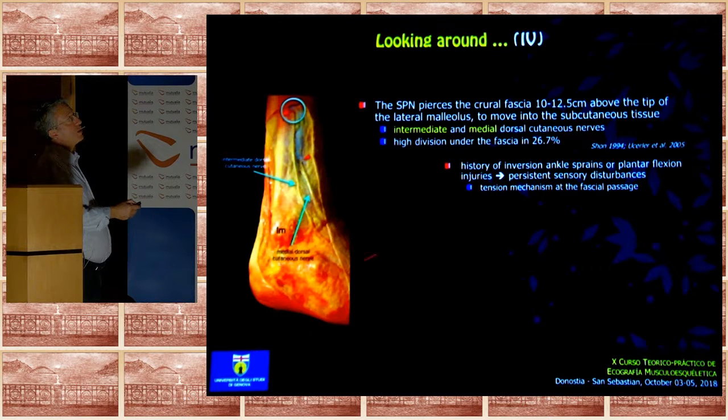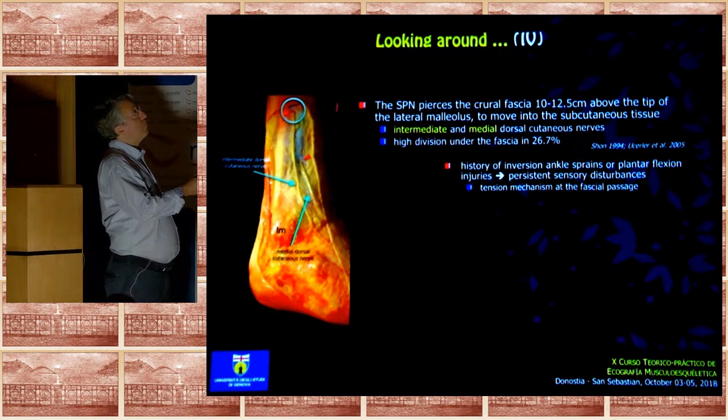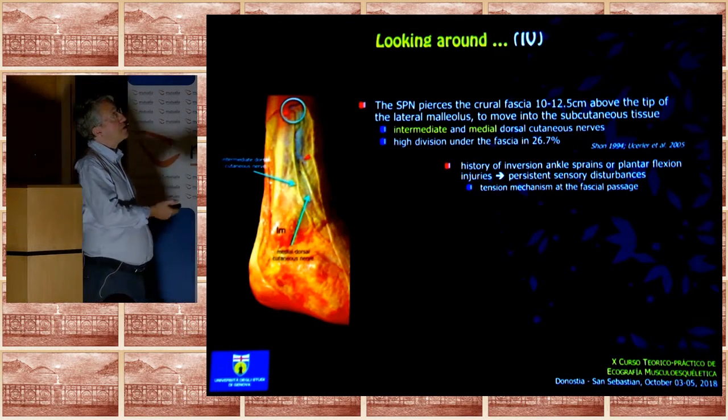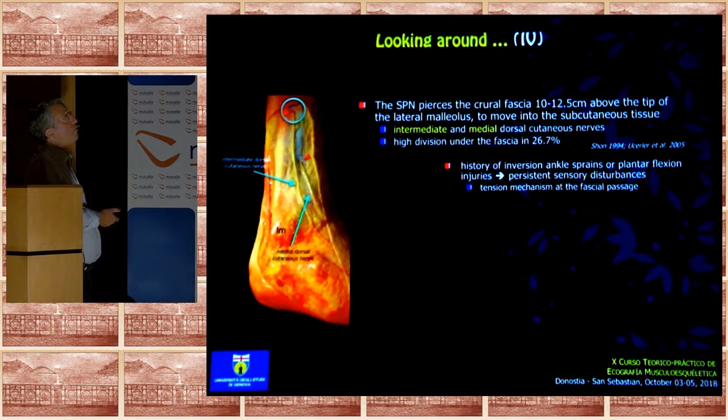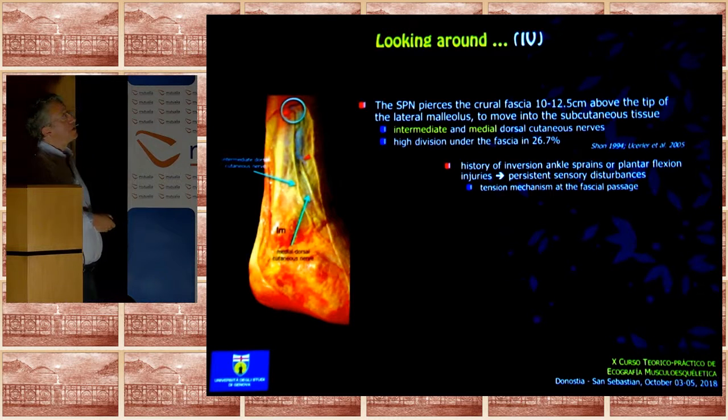Don't study this part. Go up and check the point where the superficial peroneal nerve pierces the fascia. That is much more cranial than the level of the ligaments, approximately 10 to 12 centimeters above the tip of the lateral malleolus. The nerve pierces the fascia here. In some cases, the nerve divides into the intermediate dorsal cutaneous and the medial dorsal cutaneous, and they pierce the fascia separately, as you can see in this example.